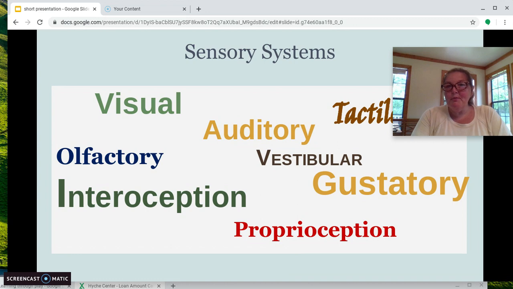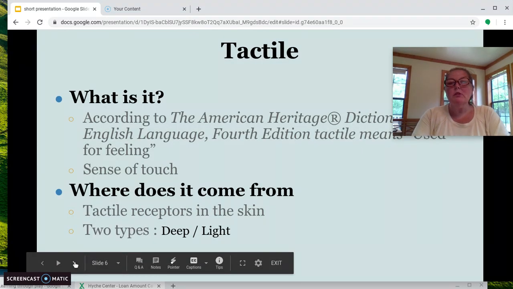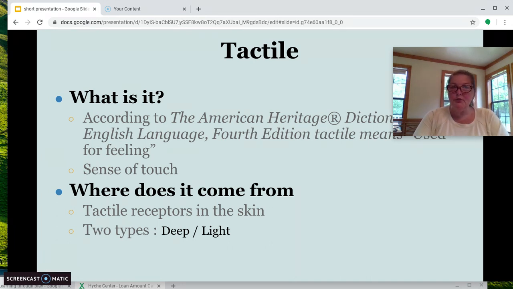There's more than just our typical 5 sensory systems, and we're going to talk about each one of those and how it affects the different areas. So first is our tactile system. This is our sense of touch, and the receptors are located in our skin. There are 2 different types of touch. There's deep touch, which is more of a press or a squeeze, and there's light touch, which is more of somebody brushing up against you.